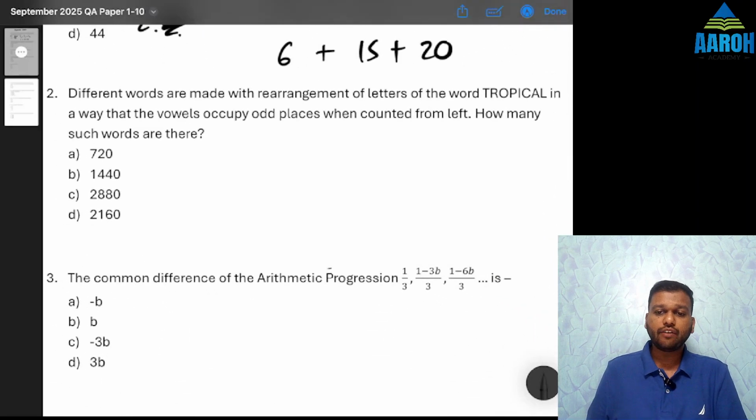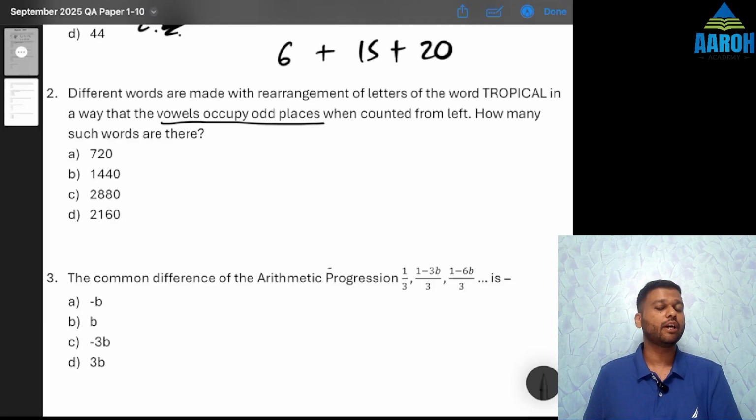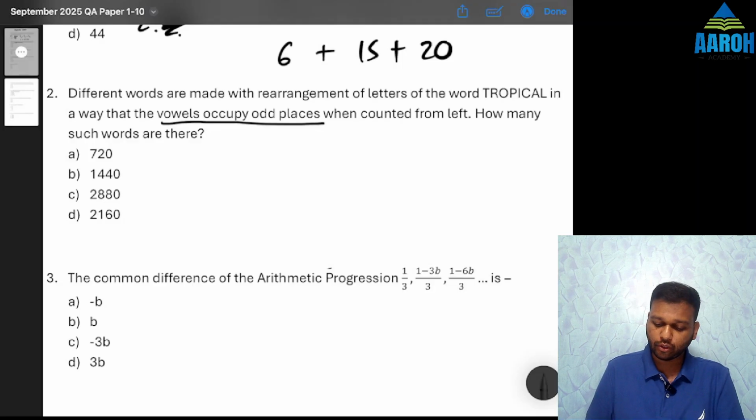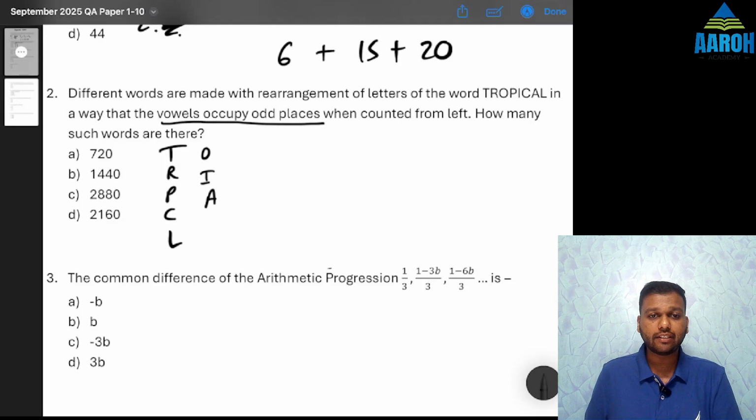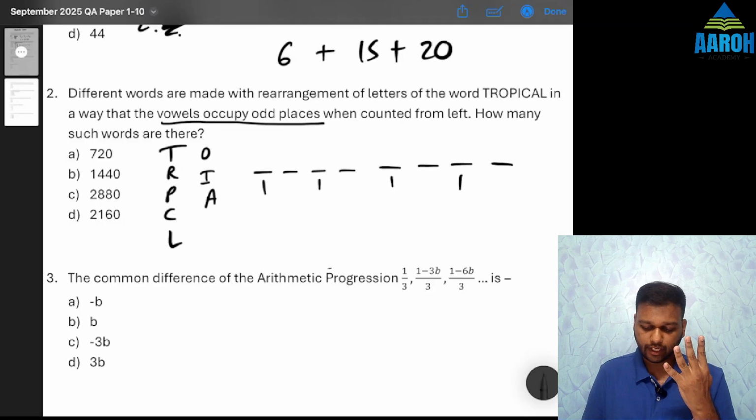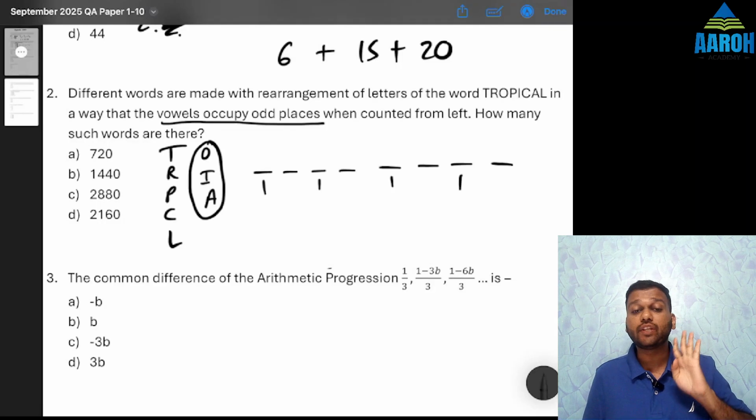Okay, next. Different words are made with rearrangement of the letters of the word TROPICAL in a way that vowels occupy odd places when counted from left. How many such words are there? First, let's classify vowels and consonants. T, R, O, P, I, C, A, L. So 3 vowels and 5 consonants, total 8. We want vowels at odd places. Odd means 1, 3, 5 and 7. So there are 4 places and you have to arrange 3 vowels.